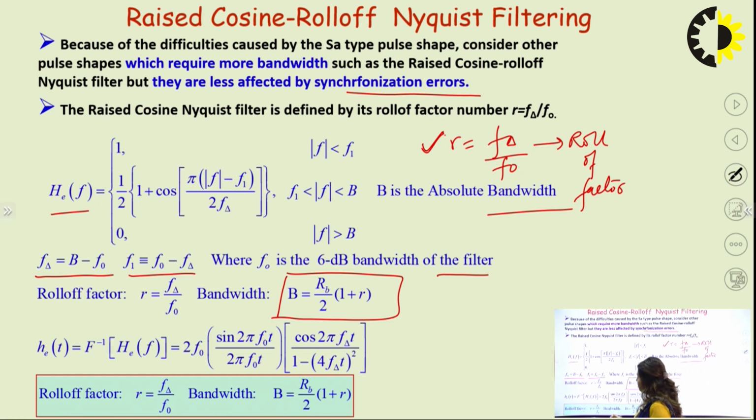So the equivalent response of the filter is he(t), the inverse of HE(f), which is equivalent to 2 f naught sin(2 pi f naught t) upon 2 pi f naught t, times cos(2 pi f delta t) upon 1 minus (4 f delta t) whole square. Or we can say the roll-off factor r is equivalent to f delta upon f naught, and the bandwidth B is equivalent to Rb by 2 (1 plus r). So these two formulas are very important for calculating the roll-off factor and the bandwidth in the case of the raised cosine roll-off Nyquist filtering.